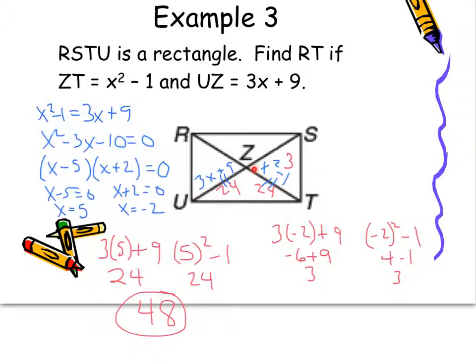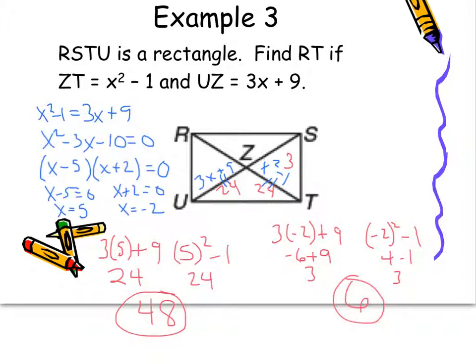And remember, ZT is half of RT, because it's been bisected, so the total would be 6 for segment RT. So the length of RT could be 48, or it could be 6 with the information that I've been given here. Yes, you can have two different answers, because of the information that we've been given. It's not specific enough to be one or the other.